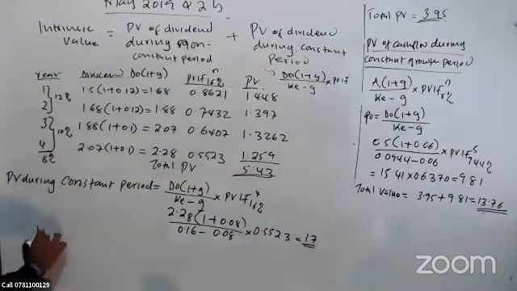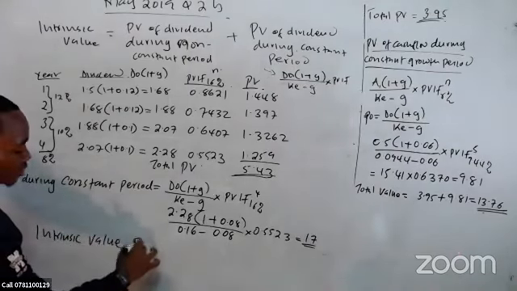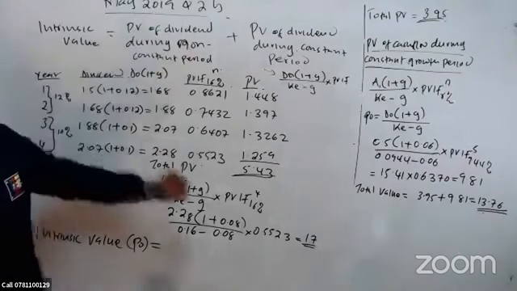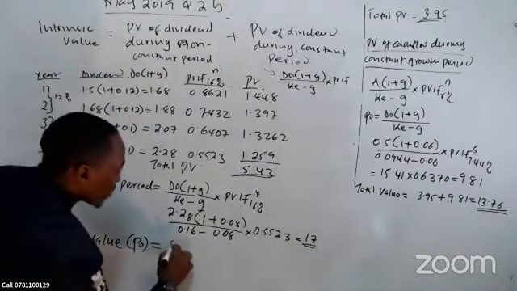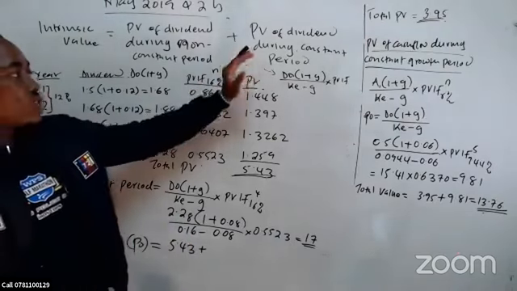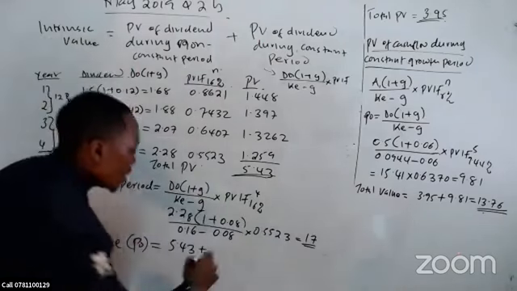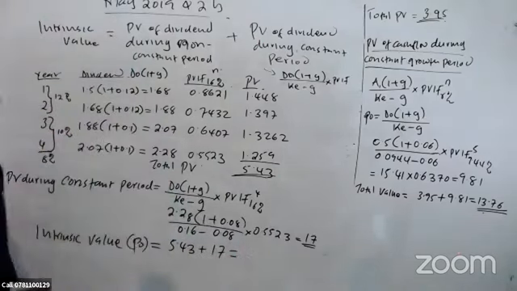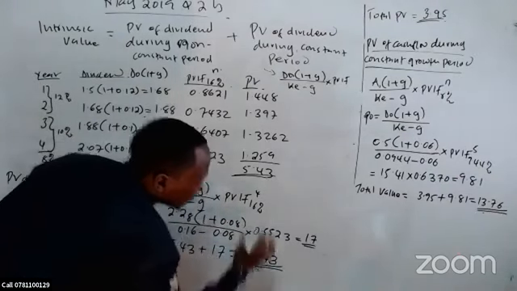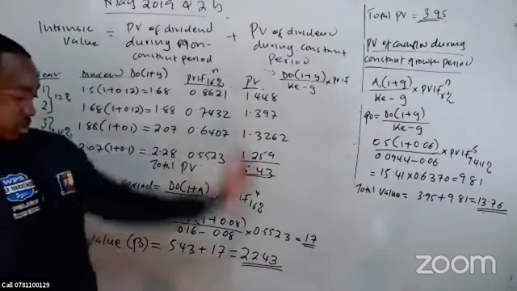So to get the intrinsic value, denoted by P0, you take the present value during the non-constant period, which was 5.43. You add the present value of dividend during the constant period, which we have gotten as 17. In that case, you get 22.43. That's the value of that security. So that is how you go through that question.